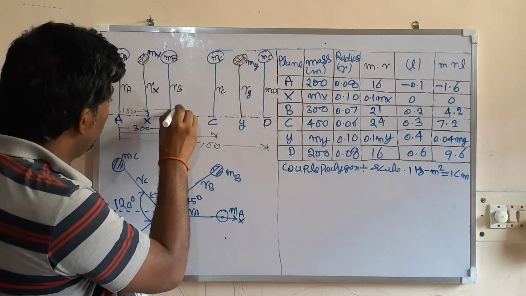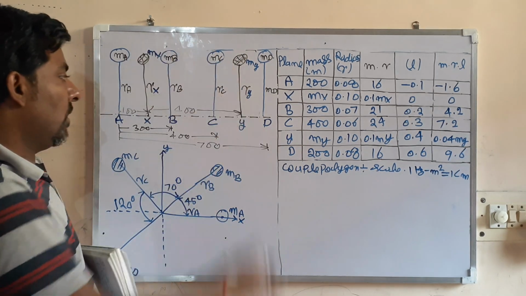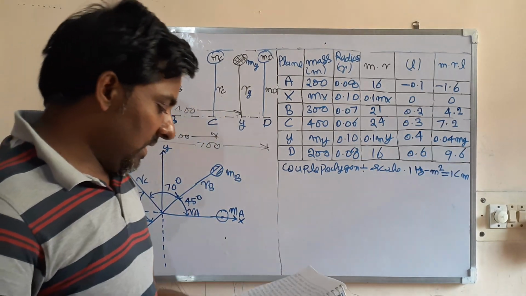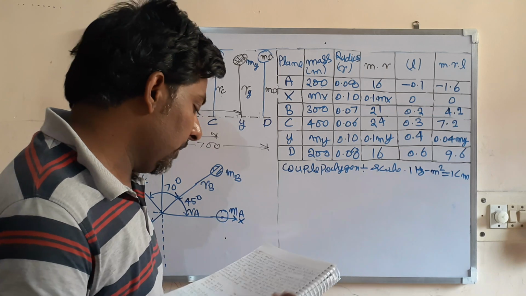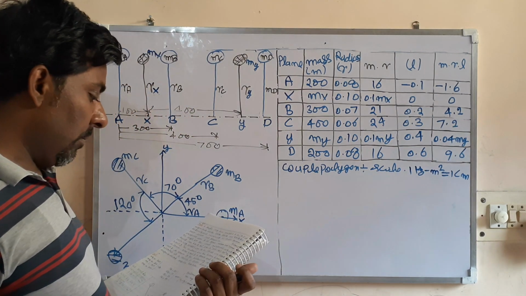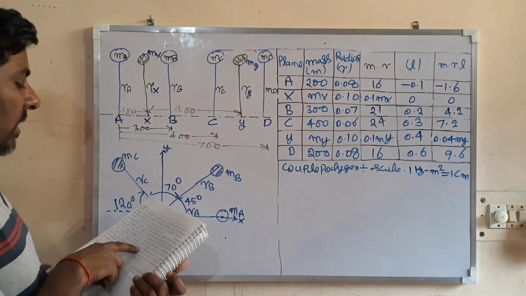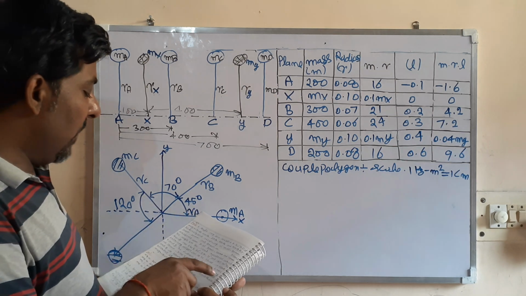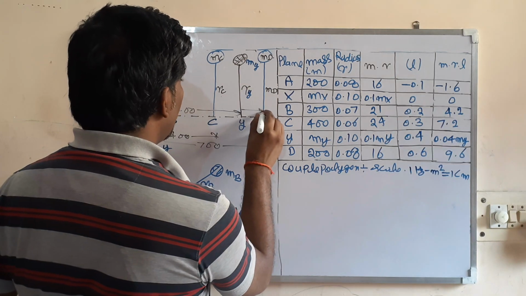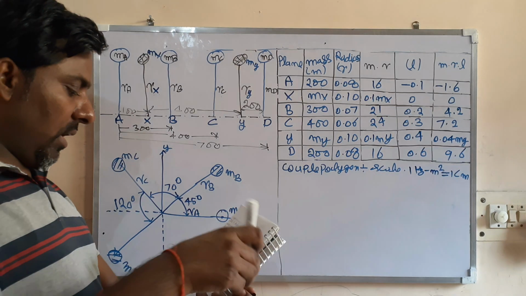From X to Y this distance is 400 mm, so plane Y will be in between C and D. This is very crystal clear. The distance between A and X is 100 mm, between X and Y is 400 mm, and between Y and D is 200 mm.